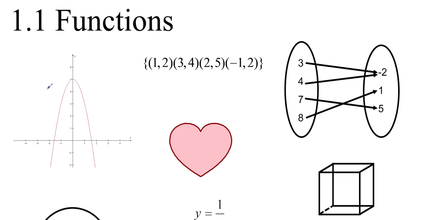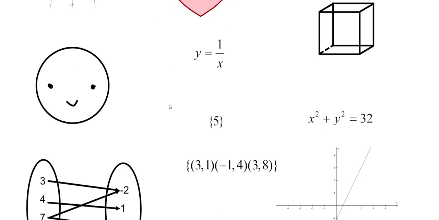So the first one right here, it's a graph. This is 1. This is a set of ordered pairs, 2. This one is 3. It's called a mapping diagram. Number 4, a heart. Here's number 5. It's a happy face because we all love math so much. Number 6, y equals 1 over x. Number 7, a cube. Number 8, a number 5.